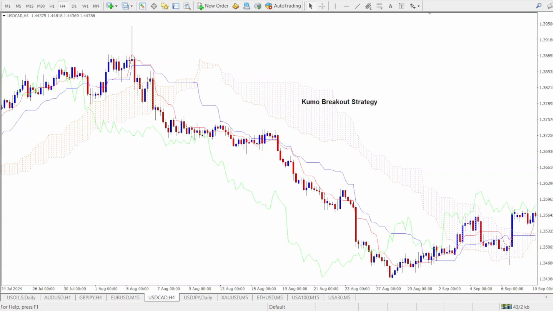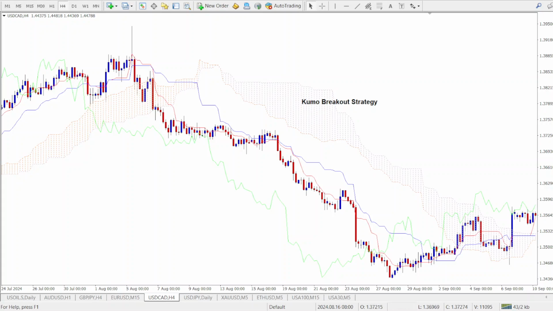Meanwhile, the Kumo Breakout Strategy uses the Ichimoku Cloud or the Kumo. It's also called the Kumo Cloud, or the Kumo. This strategy uses the Kumo to identify areas of support, resistance, and potential breakouts. So by combining its visual cues with smart trade management, this strategy can help you to navigate trends with confidence. Before we get into the breakout strategy itself, let's quickly understand what the Kumo is.